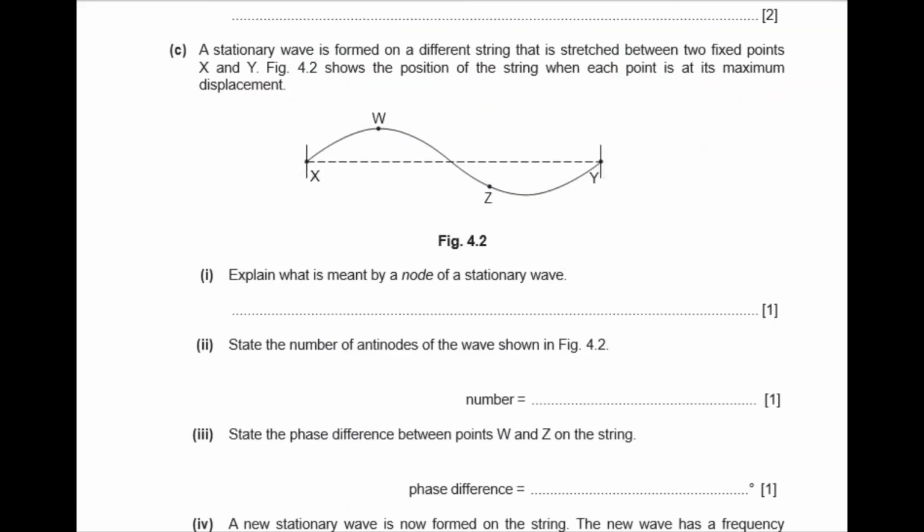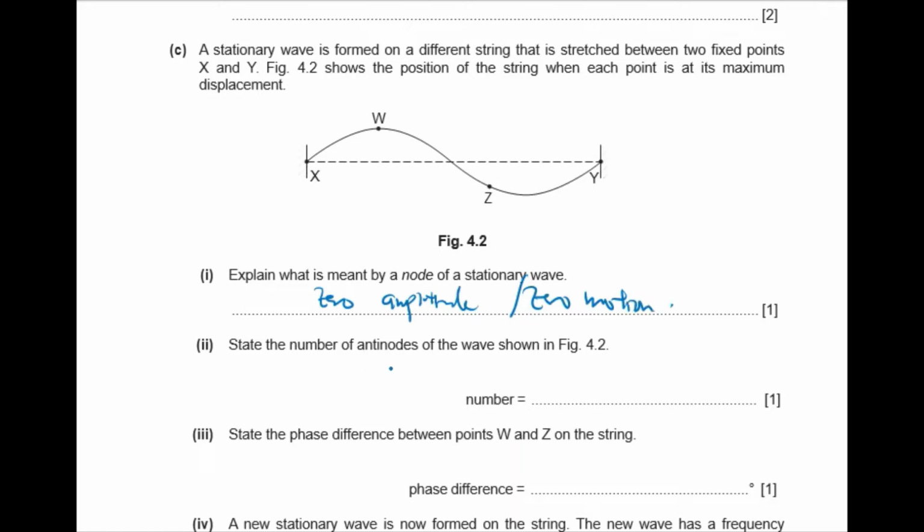For C, a stationary wave is formed on a different string that is stretched between two fixed points X and Y. Figure 4.2 shows the position of the string when each point is at its maximum displacement. 1. Explain what is meant by a node of a stationary wave. So a node is zero amplitude, or we can say zero motion.